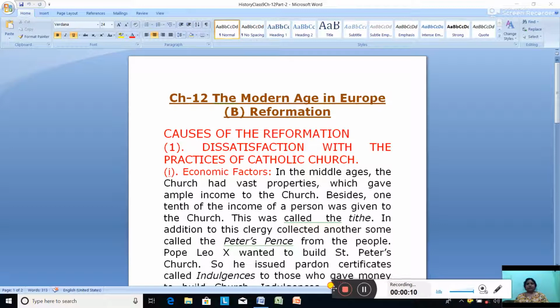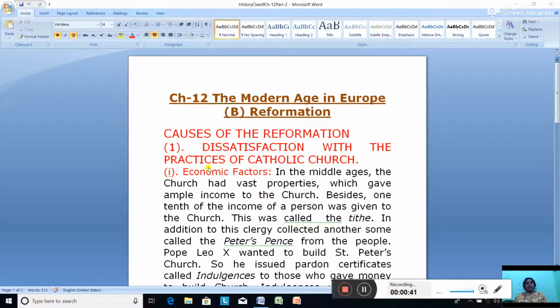This chapter already started, and yesterday we understood that Reformation means a religious movement of the 16th century launched by the Christians against the various drawbacks of the church and the objectionable practices of the clergymen. So this was completed yesterday. Today we'll be doing causes of the Reformation.